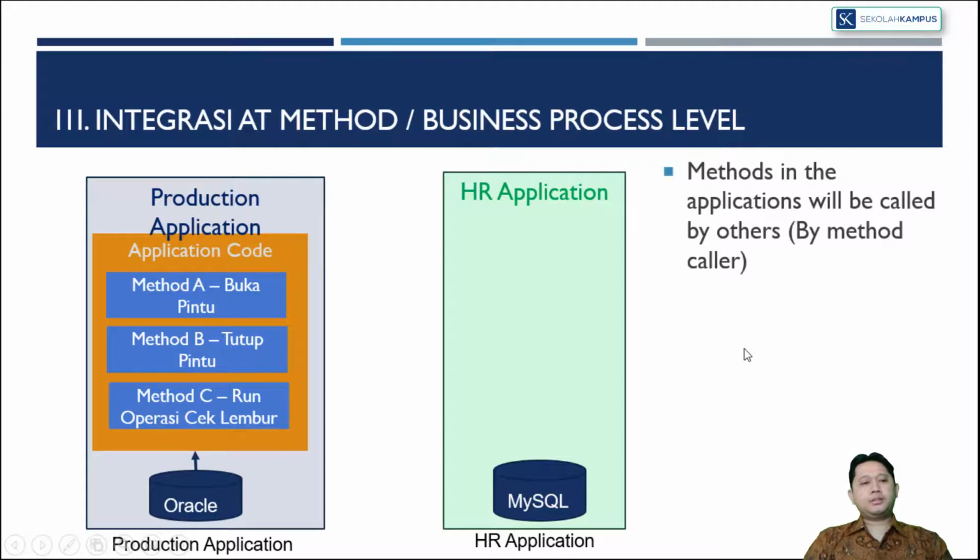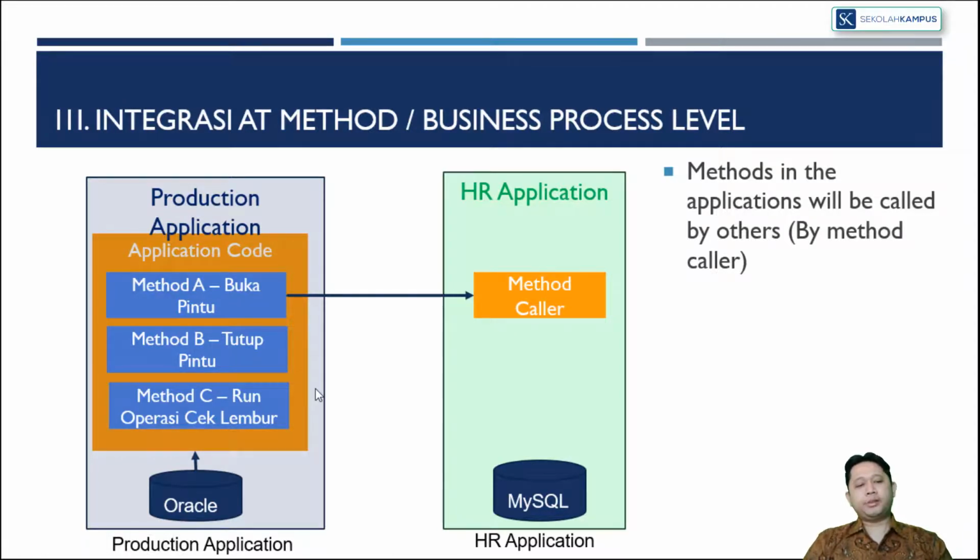Okay, the point of this integration at the method level is that this method, whether method A, B, or C, can be called remotely by other parties. For example, from the HR application, they can call to open the door. This method in this application can be called by other methods. Or maybe the HR application can call to close the door, or call an overtime operation.